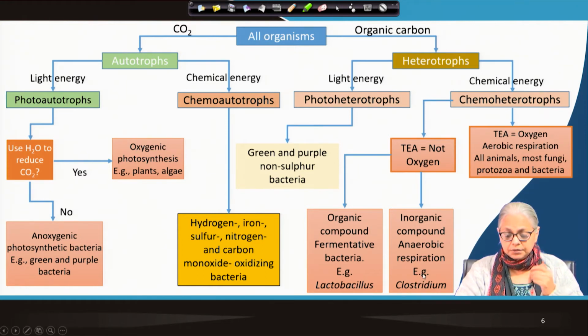One example is Clostridium. Clostridium is something that you see in your food and so on. It causes food poisoning. The first part is inorganic compounds, and then the second part is organic compounds.